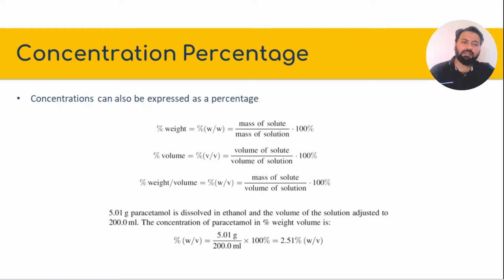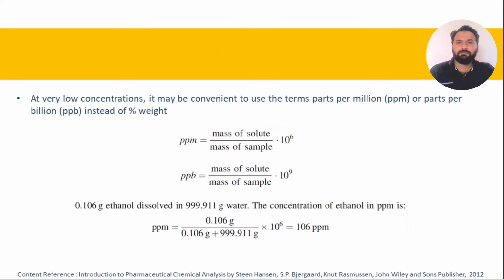Now moving to the next, which is ppm and ppb. This ppm and ppb is used when we have a very low concentration of sample. ppm is parts per million and ppb is parts per billion. So when we have a very low concentration, it may be convenient to use the term parts per million or parts per billion instead of the percentage weight.